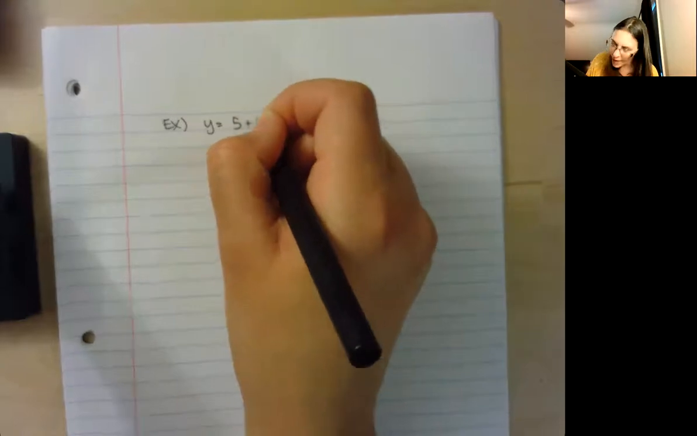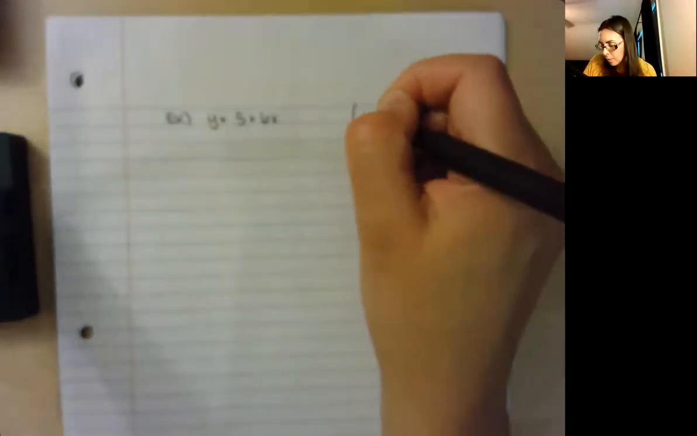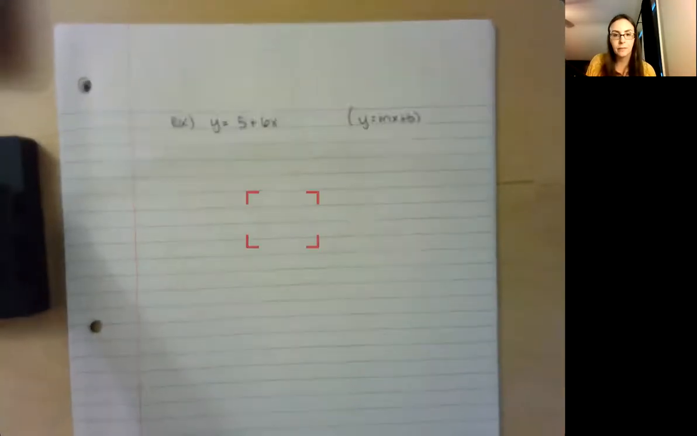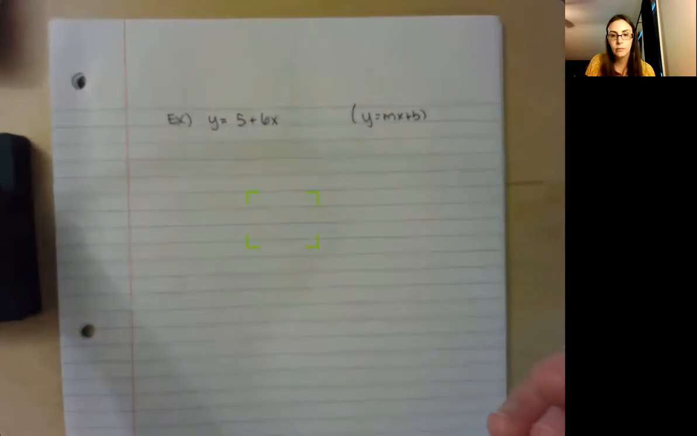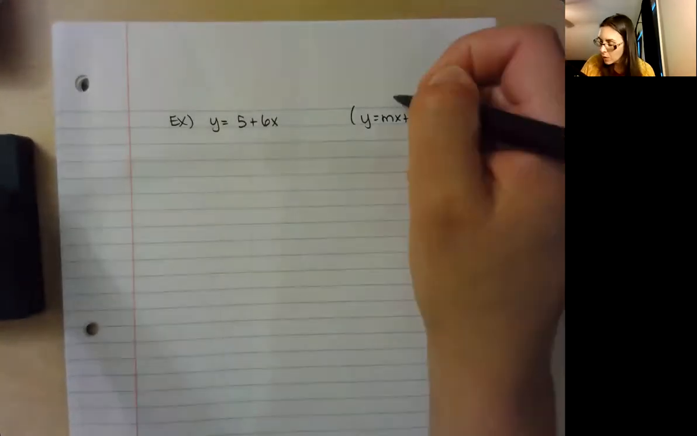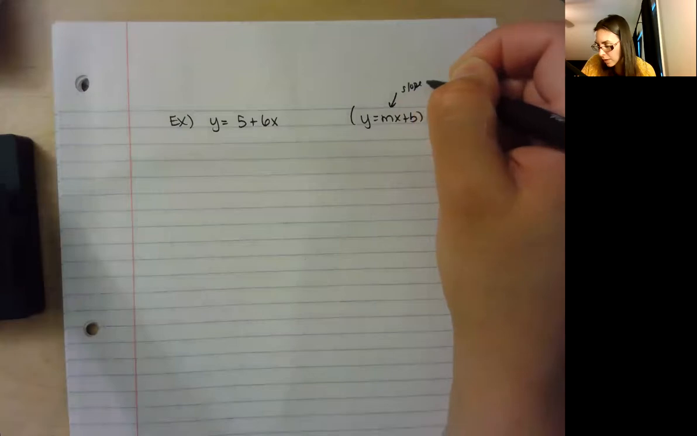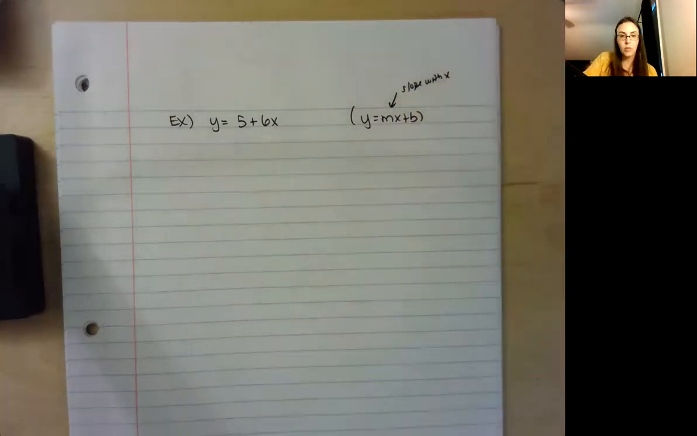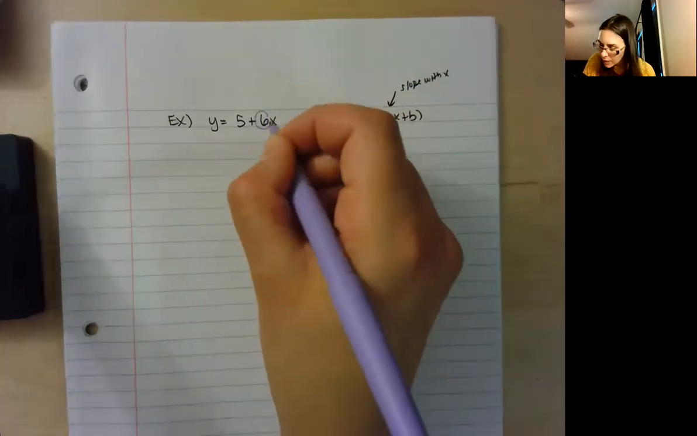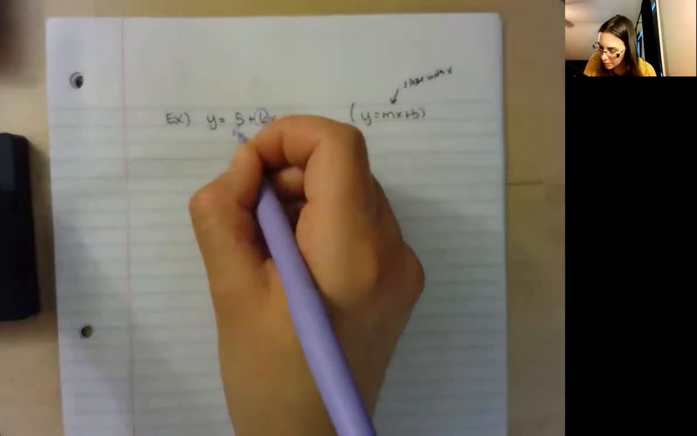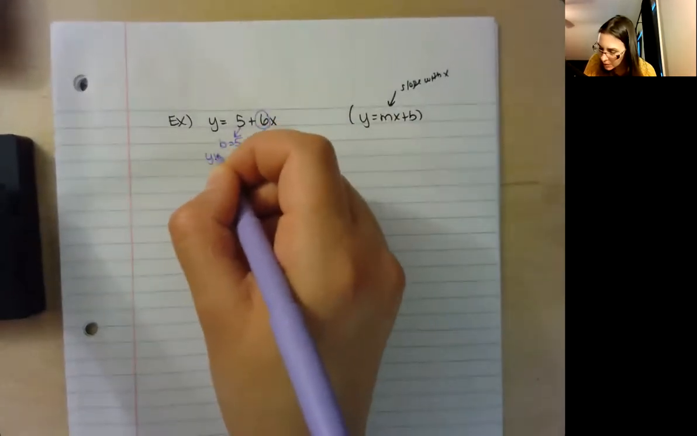Let me do just a couple more examples of this that are a little bit more challenging. So let's say I had something like y equals 5 plus 6x. Now it's solved for y, but notice how it's kind of written backwards. So let's try to straighten this out here. Okay. So your slope is with the x. So even though this one's written backwards, I can still find my slope. My slope is here, and then this is my b. So my y-intercept is (0, 5).